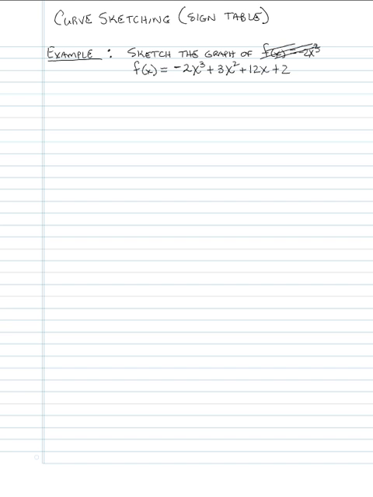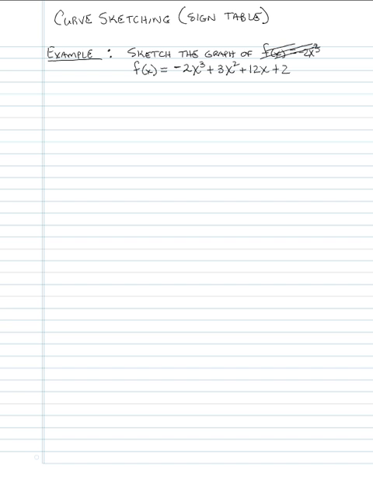We're going to sketch the graph of f of x equals negative 2x cubed plus 3x squared plus 12x plus 2. And my approach is going to be to gather some information, create the sign table, and then let the sign table guide me. That's really organizing the information I've learned how to collect.